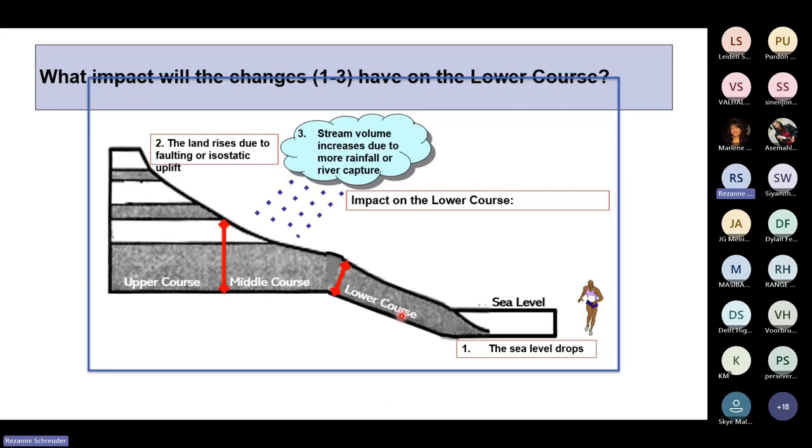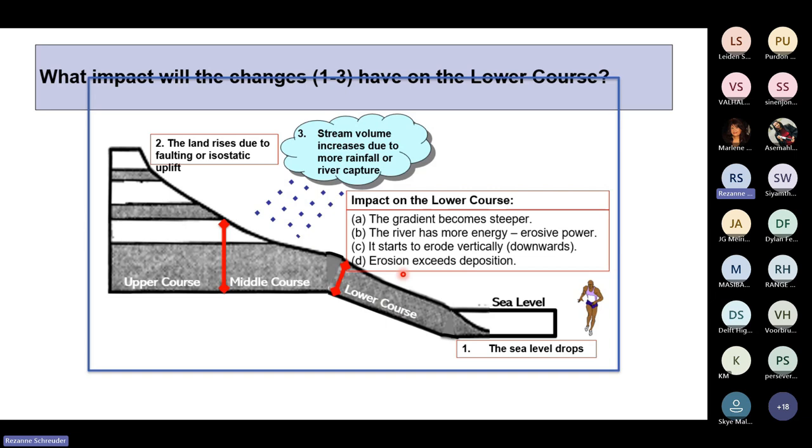Let's have a look at the following. So what happens over here? So now we have a sea level that drops. The land has risen. We have an increase in stream volume. Have a look at the following. There's a change in my gradient. So therefore, the gradient now becomes steeper. The river has more energy. It starts to erode vertically. And now I don't have my smooth profile anymore. My erosion exceeds my deposition. So on the previous slide, you had the gentleman with the crutch. And over here, you have a nice, lean, strong, fast, younger individual. Therefore, the river is now rejuvenated.